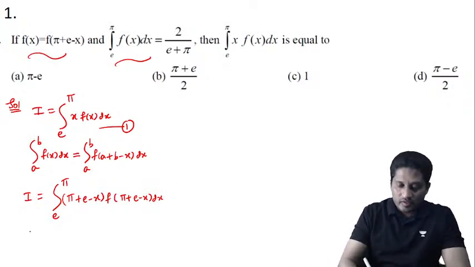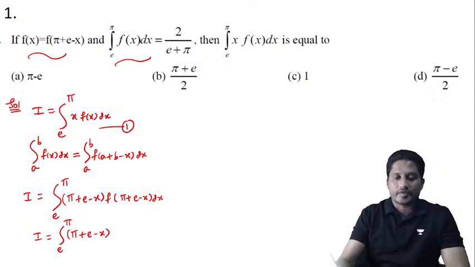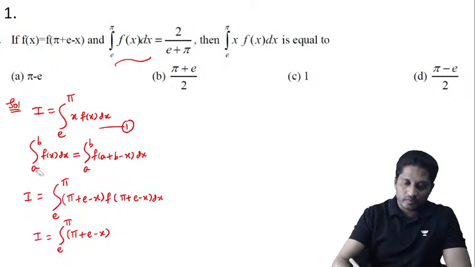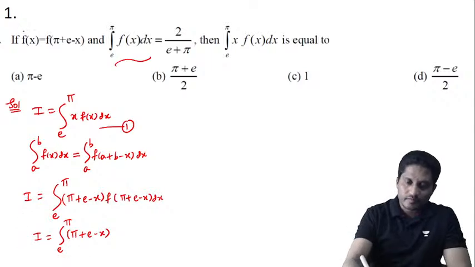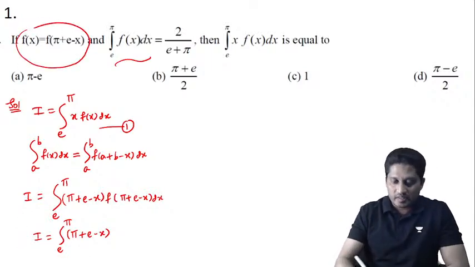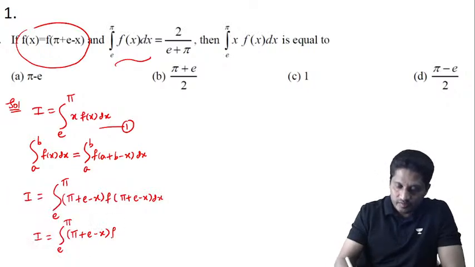Alright, now I is equal to integration of e to pi, this is pi plus e minus x, and according to the question f of x is equal to f of pi plus e minus x. So f of pi plus e minus x, I'll take this as f of x only, and then this is dx.